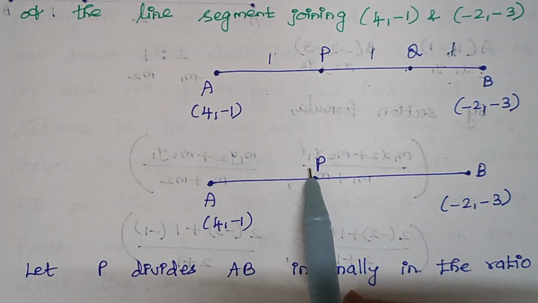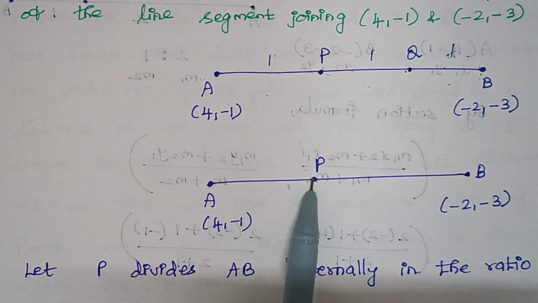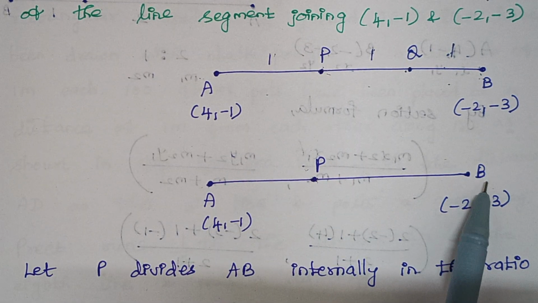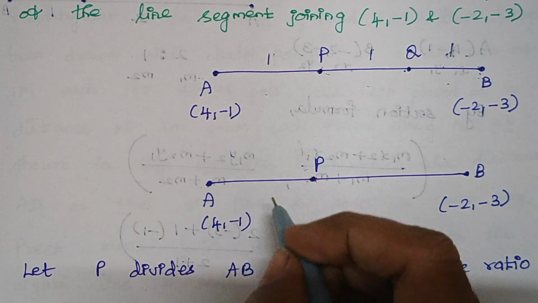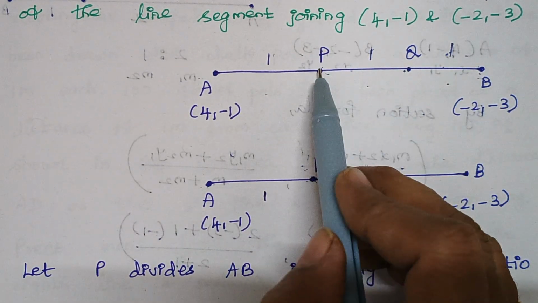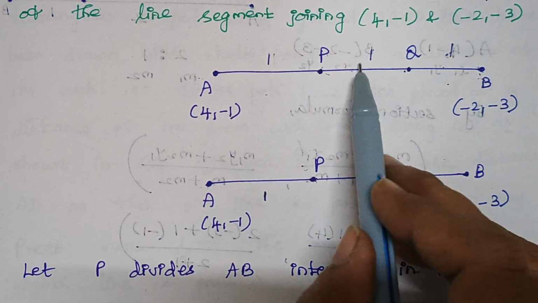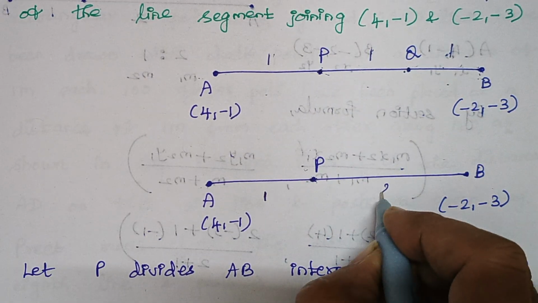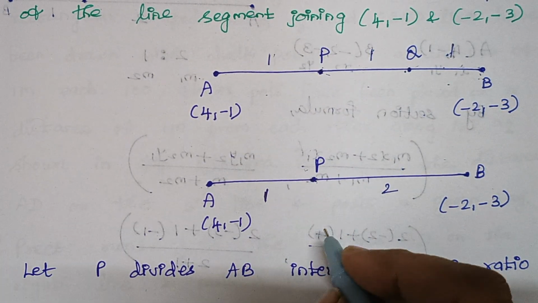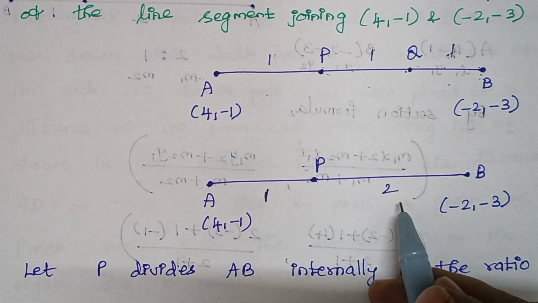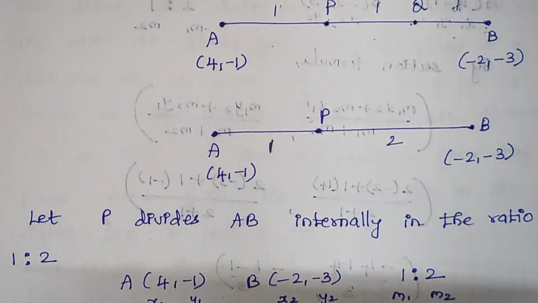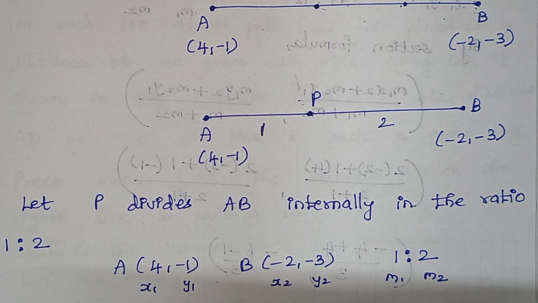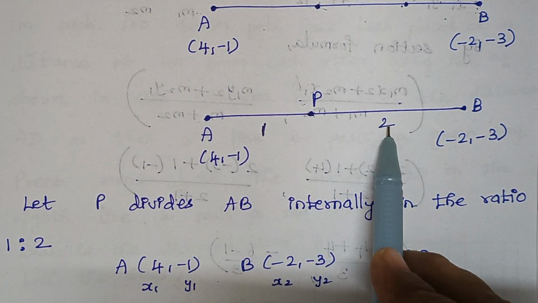Now I am considering the point P. This point P divides the line segment AB. How does it divide? You see, AP denotes 1. And what about P and B? Between PB we have 2 parts. Therefore it is represented by 2. Here it is 1 and here it is 2. So let P divide AB internally in the ratio 1:2.